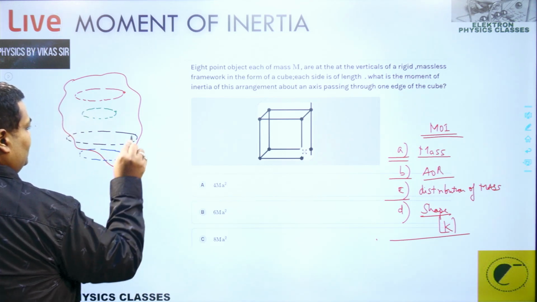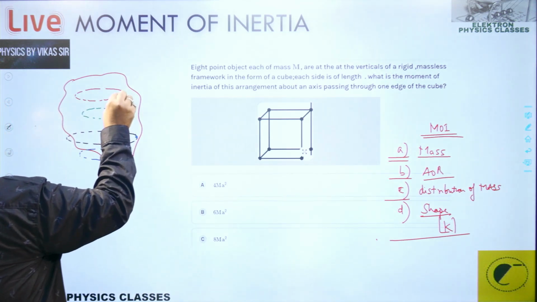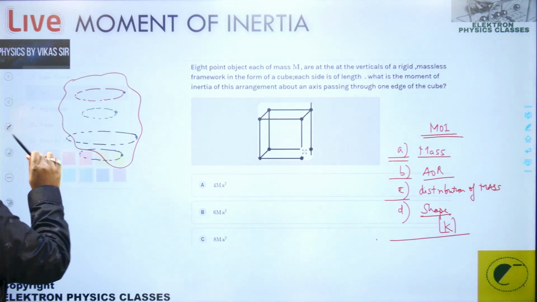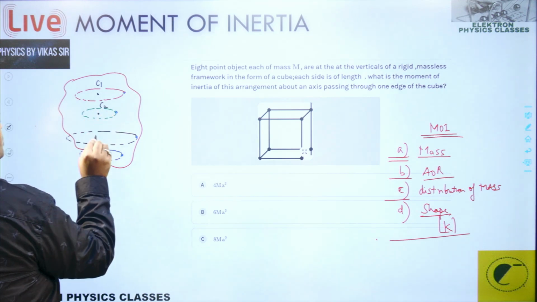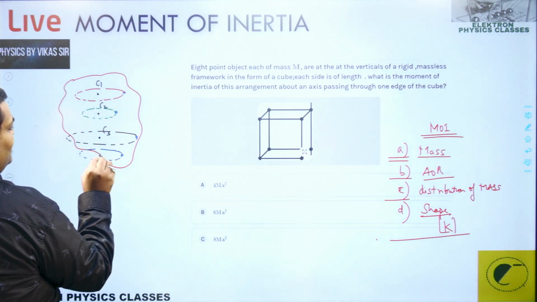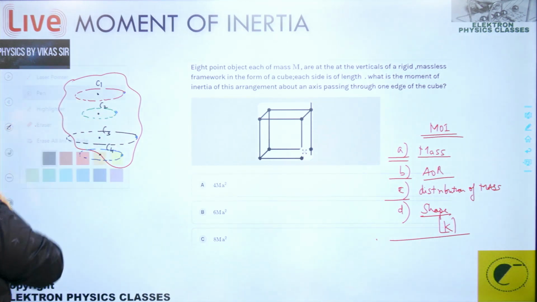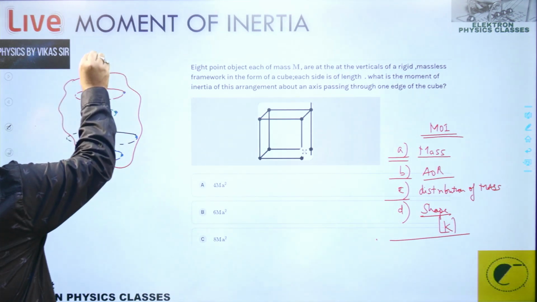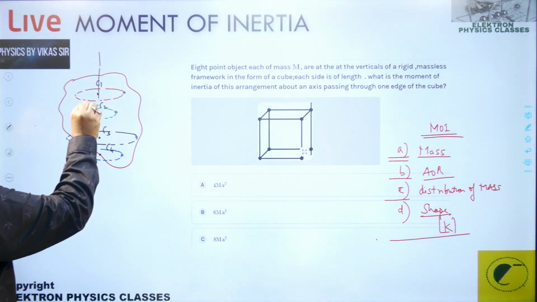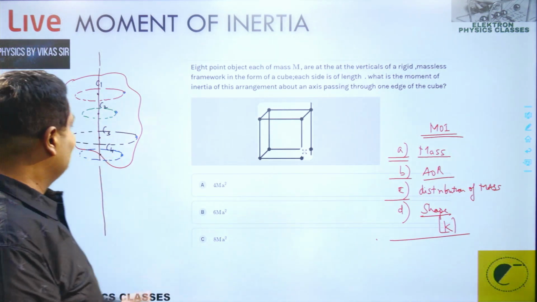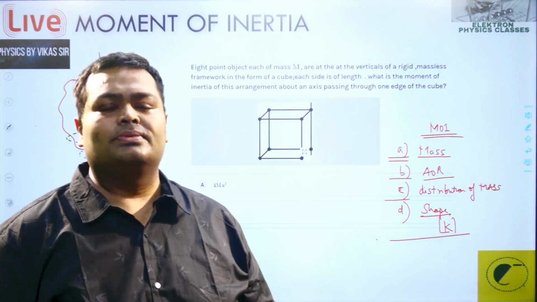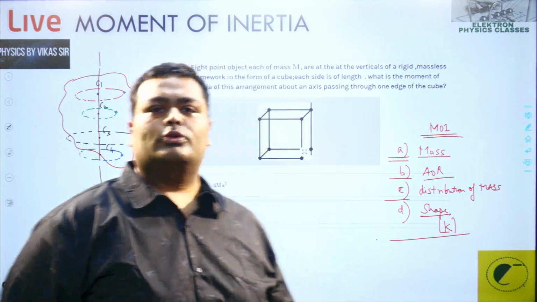Right? These are the particles. What do I do? I locate the center of the circle, C1, the center of the circle, C2, the center of the circle, C3, the center of the circle, C4, and I connect them. So I connect them. This locus of the centers of these circles is defined as the axis of rotation.